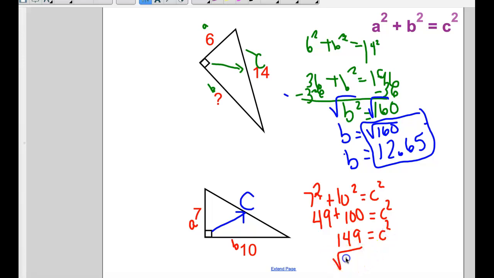And then when I square root it, if I square root 149, making sure you're typing the right buttons, right? And if I round the square root of 149 to the nearest hundredth again, it would be 12.21. So making sure you can use the Pythagorean theorem.